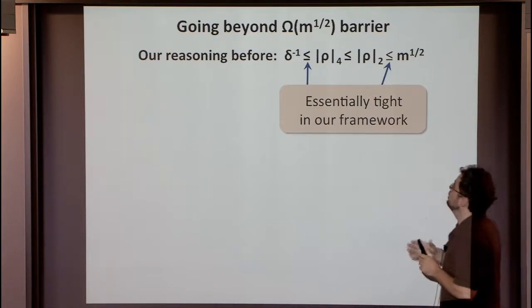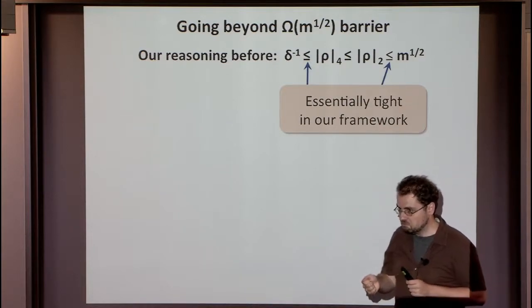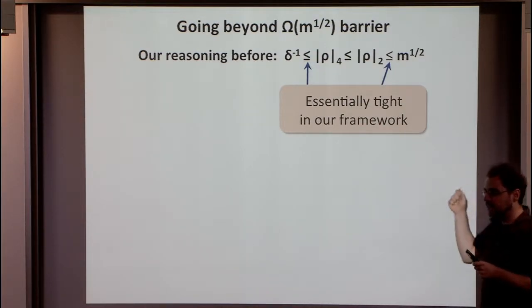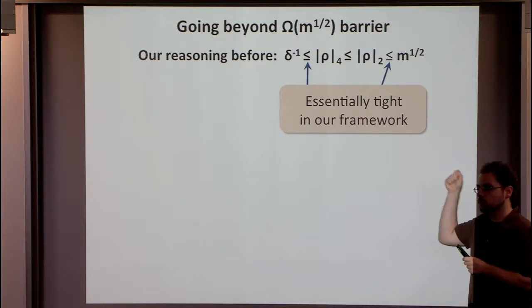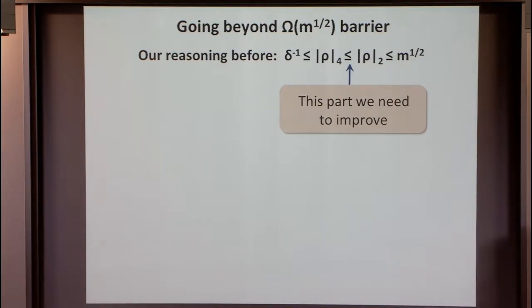So if you are using only the L2 norm, which is what many interior point papers do, there's no hope of getting beyond square root of n, because it's just not true. This vector can consistently be close to square root of n, and then you can construct instances if this is the case. So there's only one hope here: to try to play with this inequality.